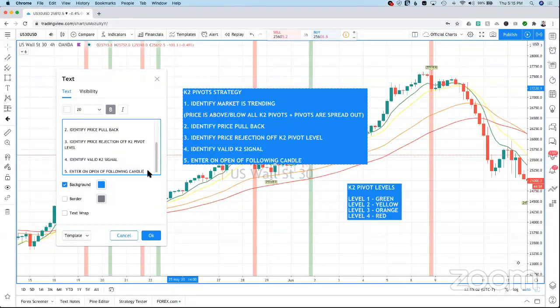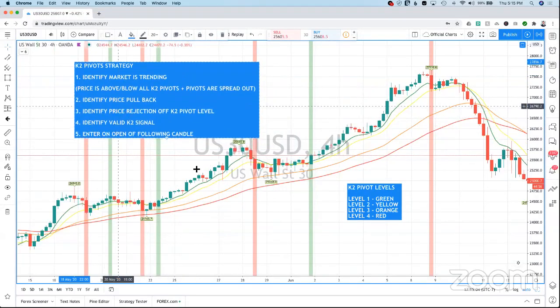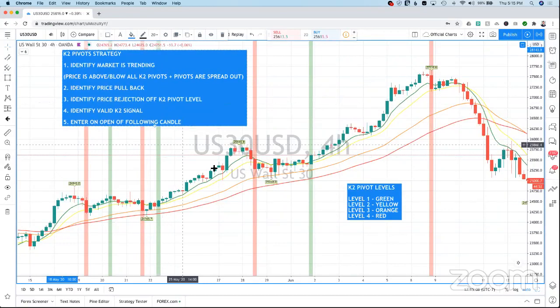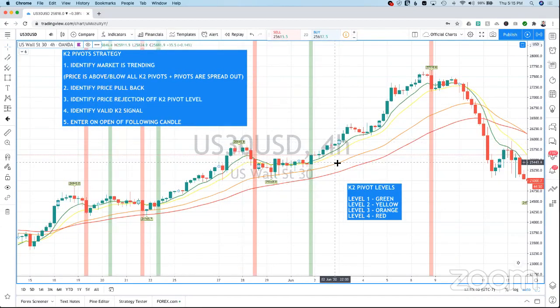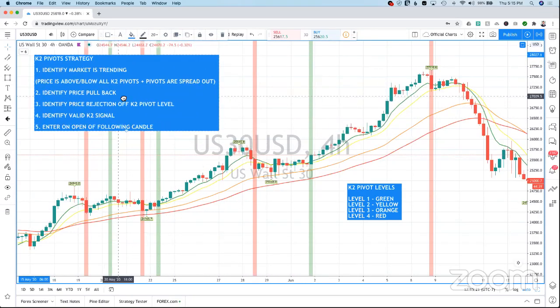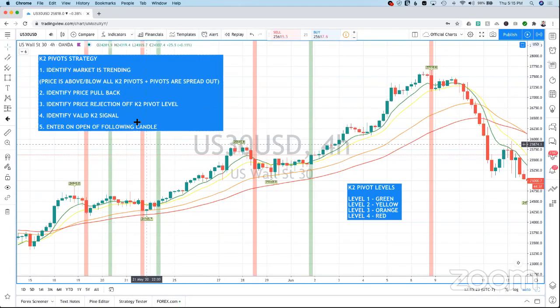So, as all K2 strategies work, once all of the requirements are met, what you want to do is enter on the open of the falling candle. And then obviously after that, you're going to set your stop loss and TP. Your stop loss is going to be placed at the previous swing. I'm not going to go over those in detail because I'm sure most of you understand that already. So I'm just going to show you an example of how an entry is made.